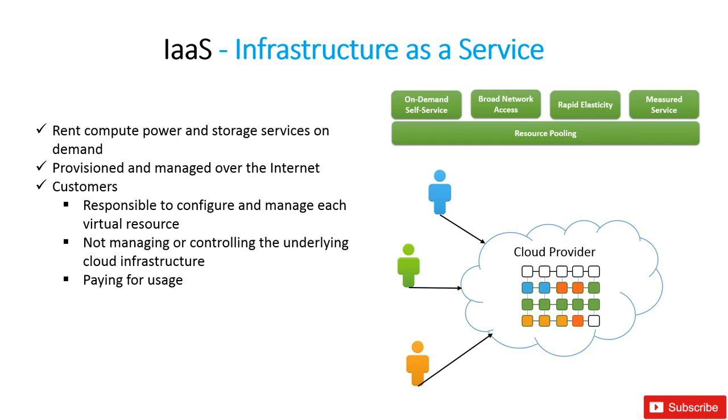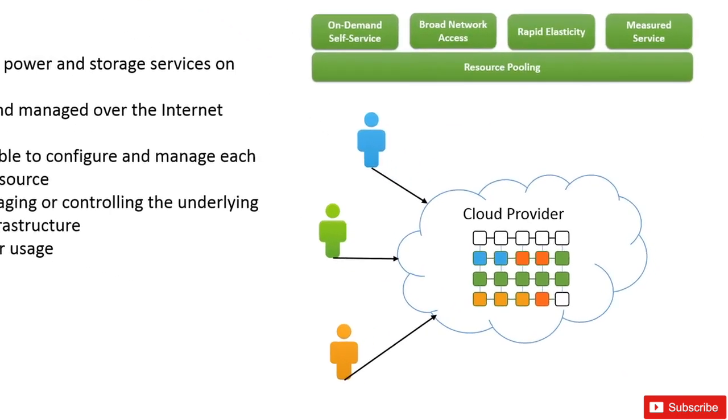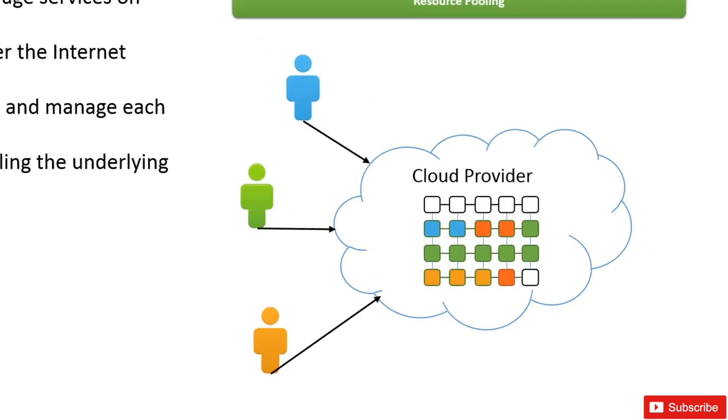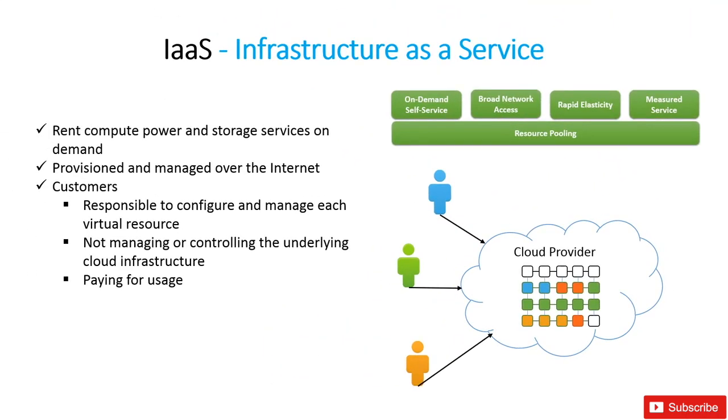For example, this is the resource pooling capability that is so useful in cloud computing. Here we have three end users, the blue, green and orange, allocating virtual resources as needed. Now those end users will be responsible to configure and manage each virtual resource that they allocated, but they are not managing or controlling the underlying cloud infrastructure. They can quickly scale up and down with demand and pay only for what they actually use.